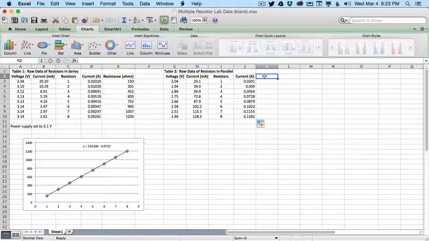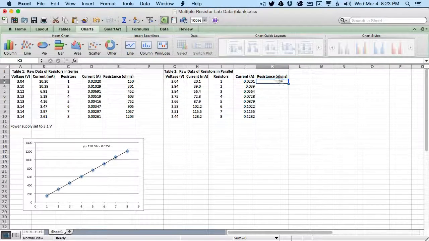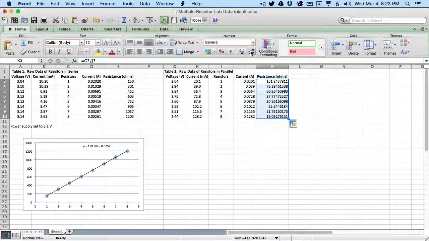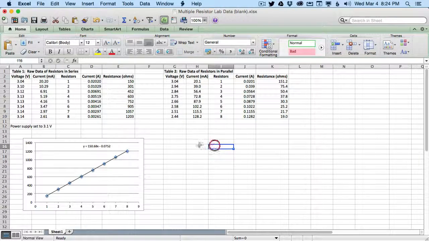And then I'll find the total resistance in ohms. Again, double click on the side here, and that will resize things for you. Resistance is voltage divided by current. And knock that down. Let's get rid of some of these decimal points here because they look a little messy. And I can do the same thing I did with the resistors in series.